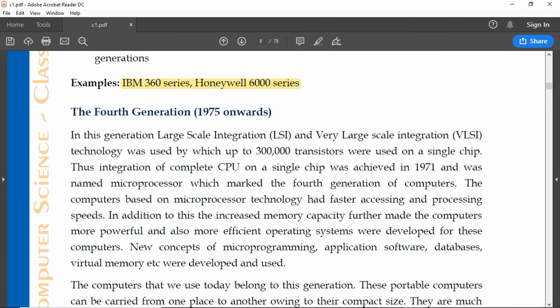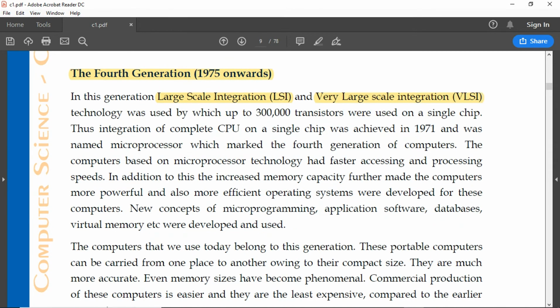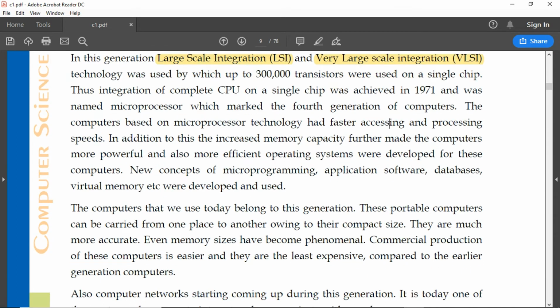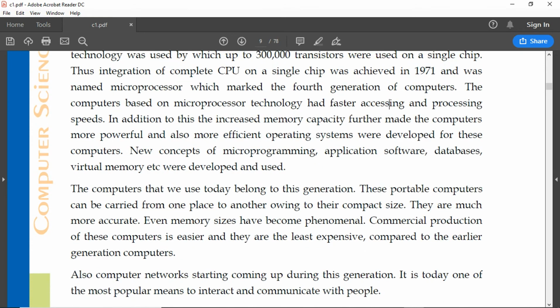The fourth generation, 1975 onwards. In this generation, large-scale integration, LSI, and very large-scale integration, VLSI technology was used, by which up to 300,000 transistors were used on a single chip. Thus integration of complete CPU on a single chip was achieved in 1971 and was named microprocessor, which marked the fourth generation of computers. The computers based on microprocessor technology had faster accessing and processing speeds. In addition to this, the increased memory capacity further made the computers more powerful, and also more efficient operating systems were developed for these computers.